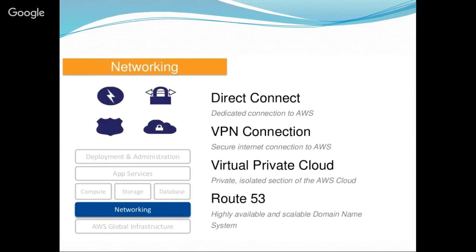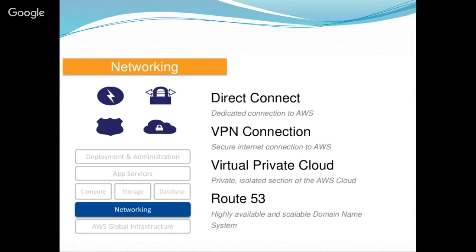Okay, then we move to networking. I'm basically going to talk about four services provided by AWS: Direct Connect, VPN connection, Virtual Private Cloud, and Route 53. Direct Connect is a direct link between the AWS cloud platform and your on-premise data center. You can talk directly with your ISP and get the direct link to the AWS cloud. That means you can access the AWS resources without latency, and you can manage it as your own data center.